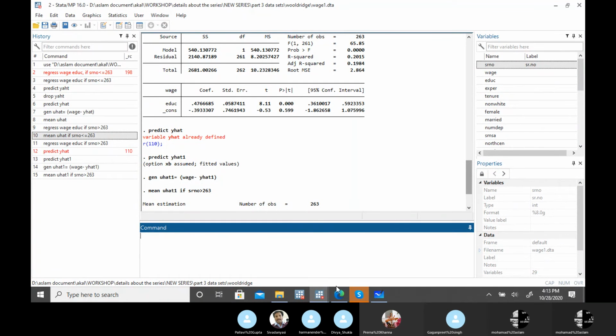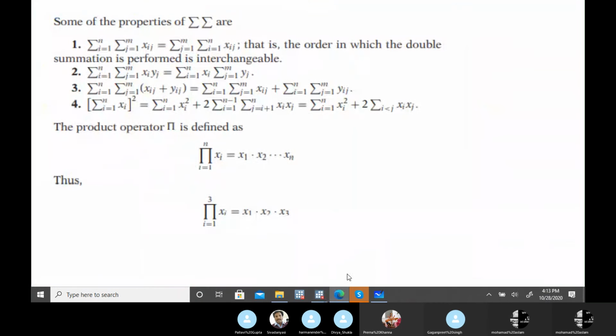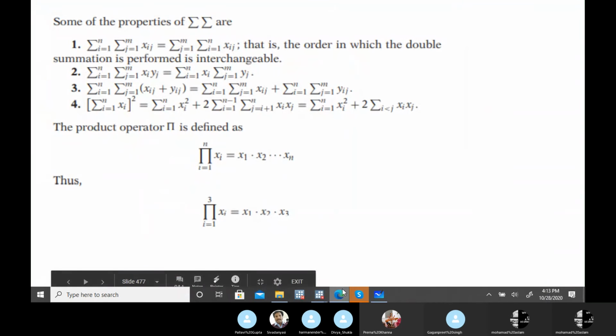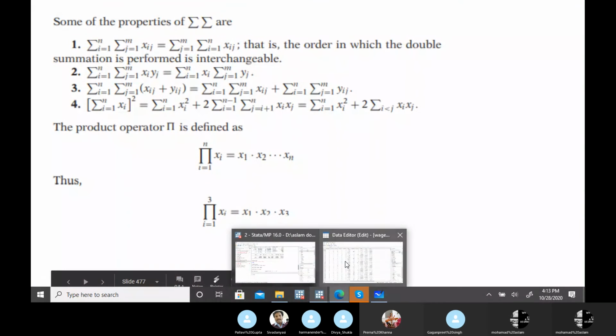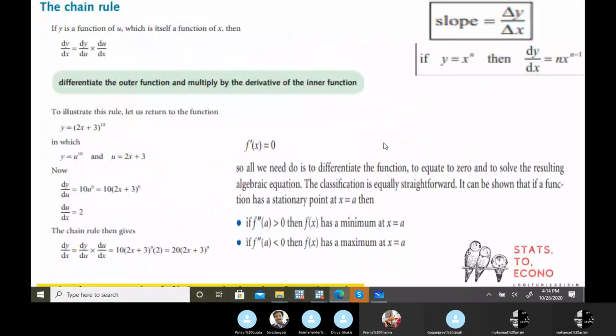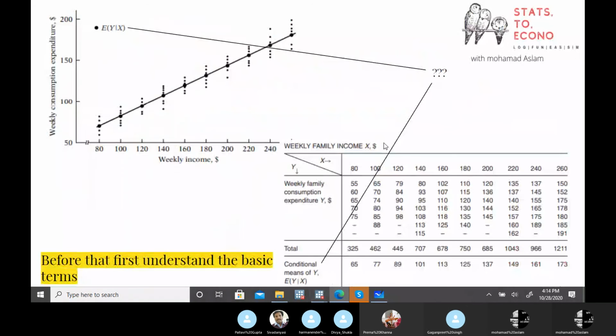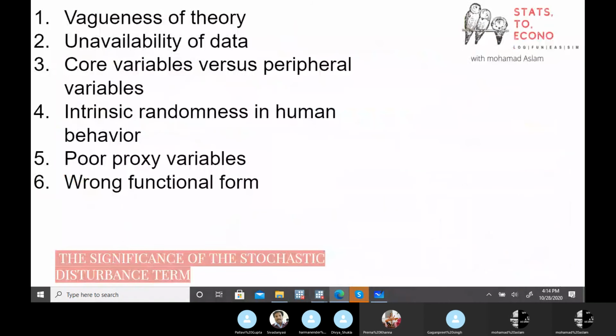What is the background picture in this particular method? I hope it's important that you can get some idea about that. So this is the OLS estimator.